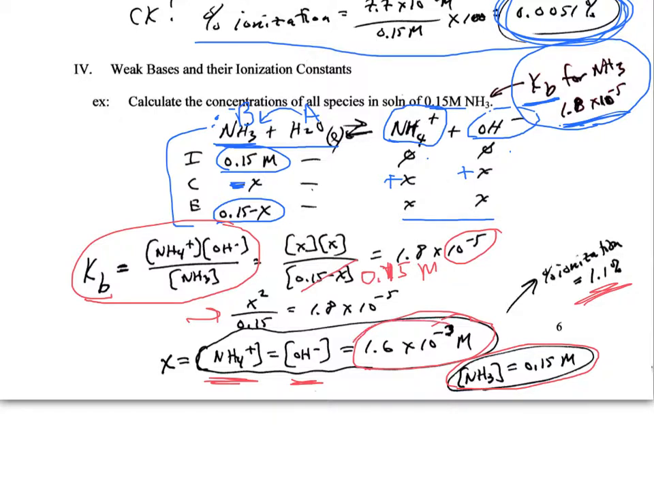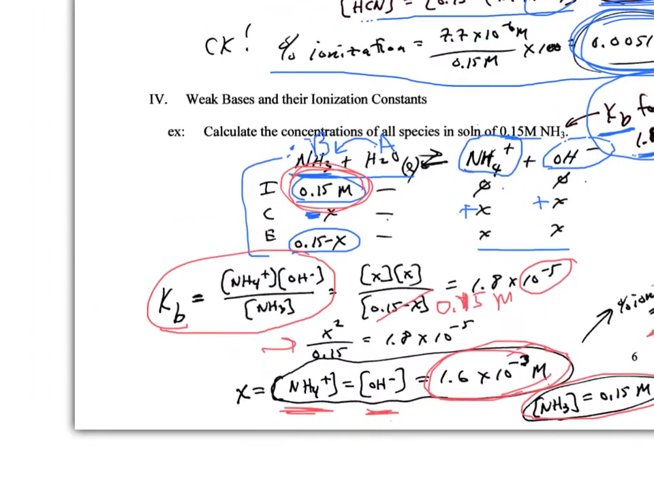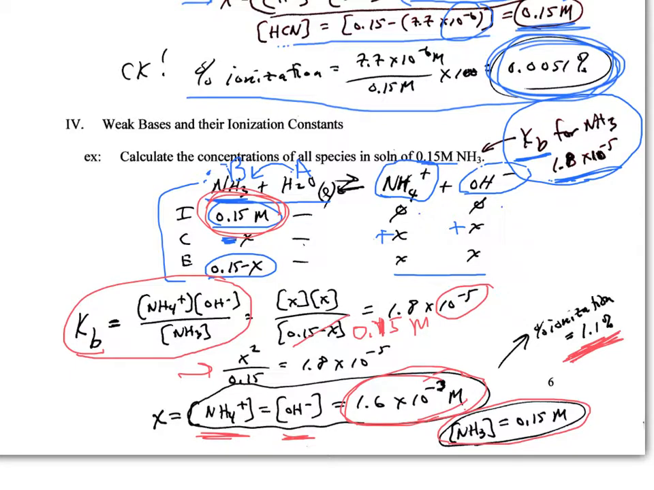You're just simply taking this ion concentration, dividing it by the initial concentration, 0.15, times 100, and you get 1.1% ionization. See how you just do it exactly the same way as you do the bases. The equilibrium reaction is really the only thing that looks a little bit different, okay?